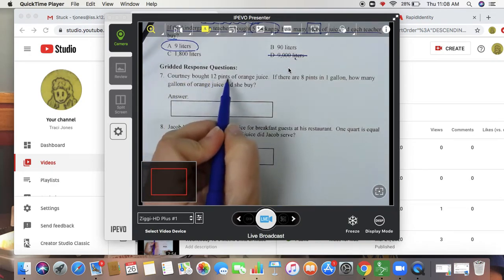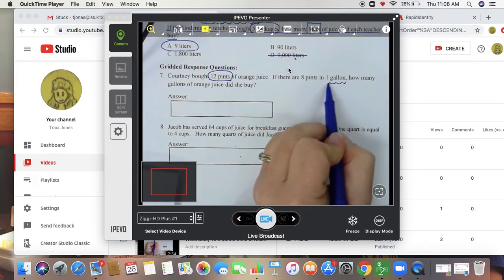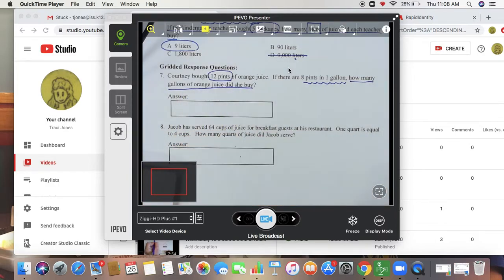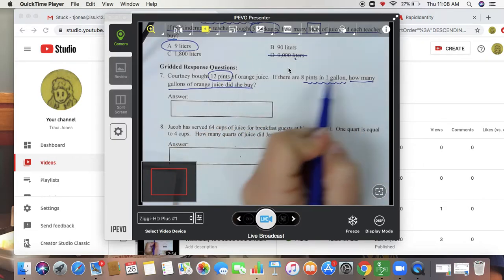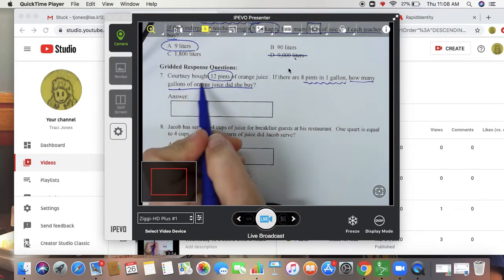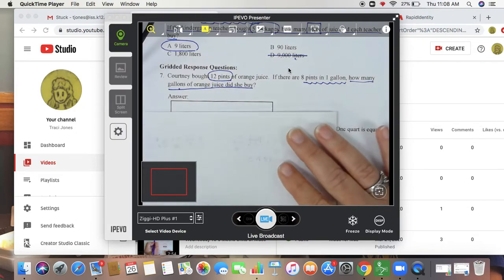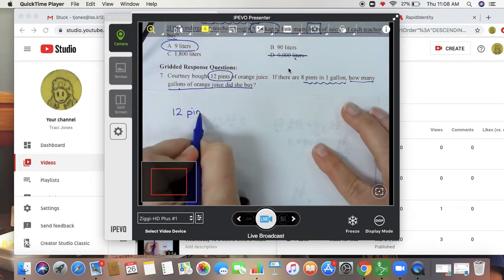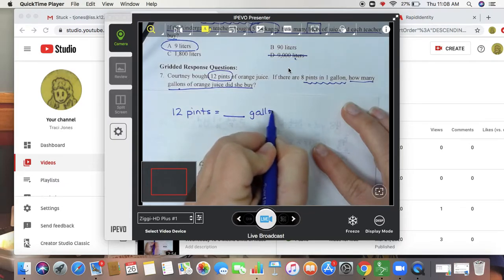Courtney bought 12 pints of orange juice. If there are 8 pints in a gallon, that gives us our conversion. How many gallons of orange juice did she buy? So it looks like we're going from pints, and we have to answer in gallons. So this is another direct conversion from 12 pints to a gallon. So if I have 12 pints, we have to transfer that into how many gallons?